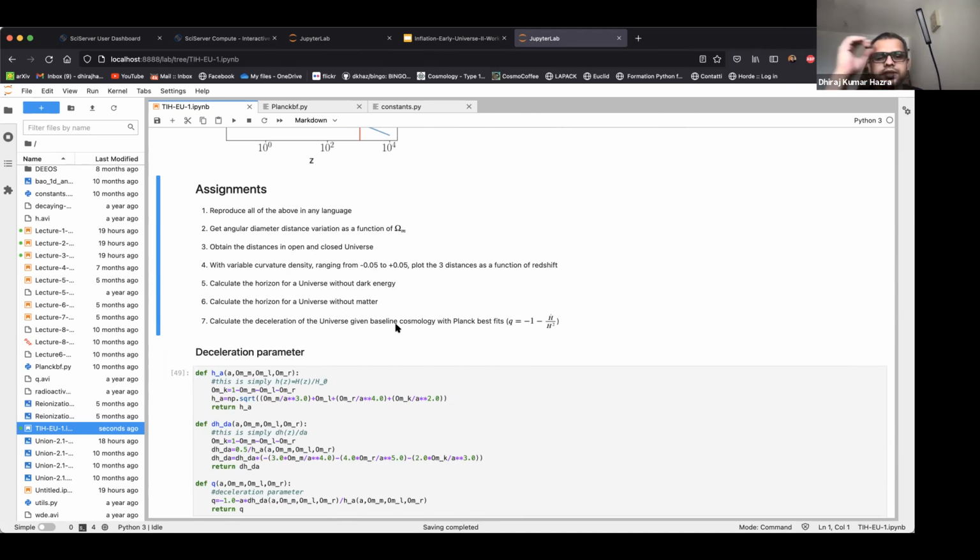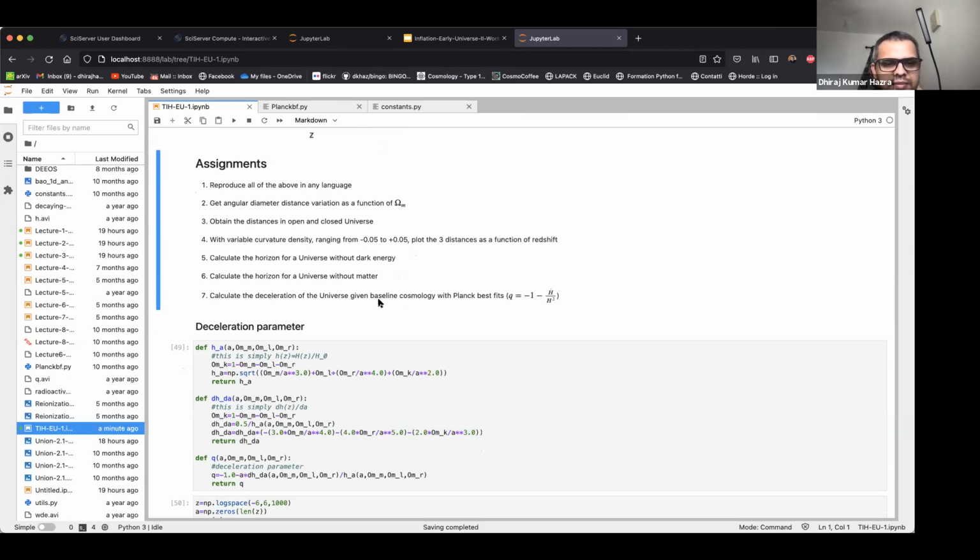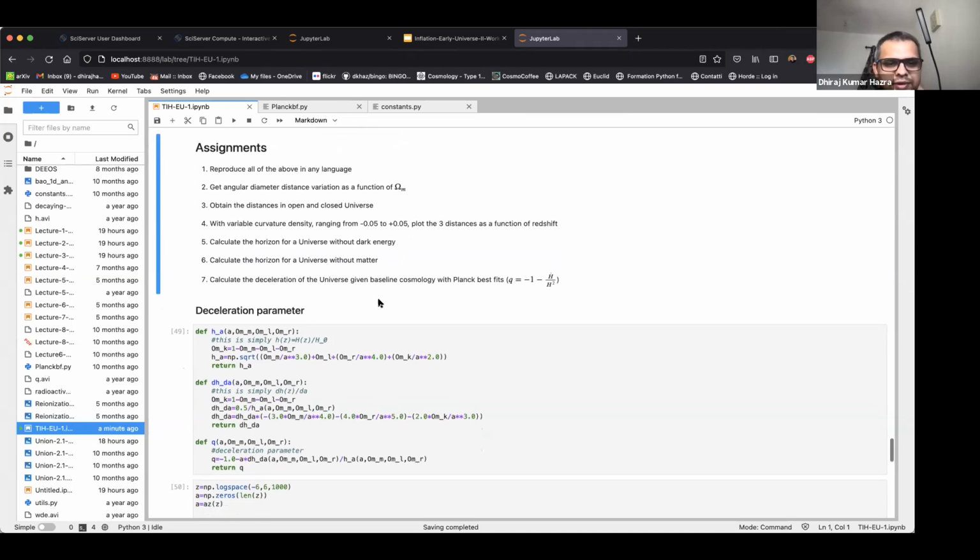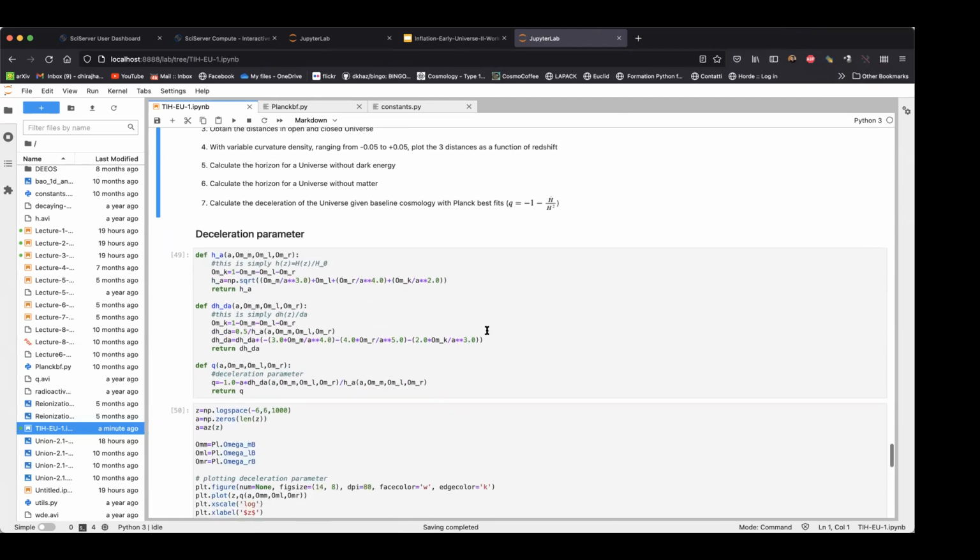I think Raghavendra and a few others already attended my course last semester and have gone through this calculation. But anyway, I would urge you to do it again if you have forgotten. And calculate the deceleration of the universe for the baseline cosmology. This is what I am going to discuss anyway today.